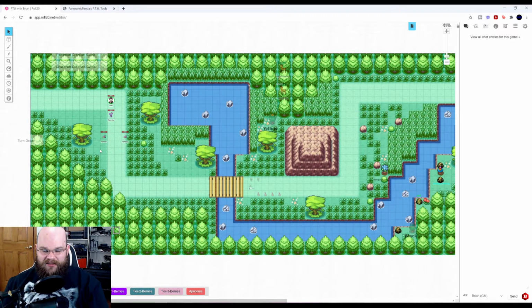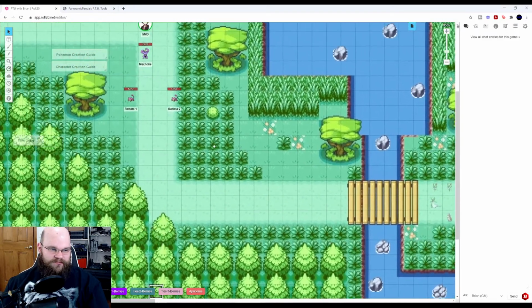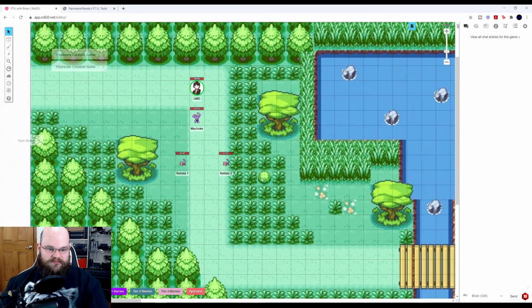So what I've done with our 40 levels, I have created, let's zoom in here, an encounter. Our trainer just entered Route 201, walking down the trail, with his Machoke by his side. A couple of Rattata happened to scurry out of the brush and decide to attack our trainer and his Pokemon. Now, battle would ensue.